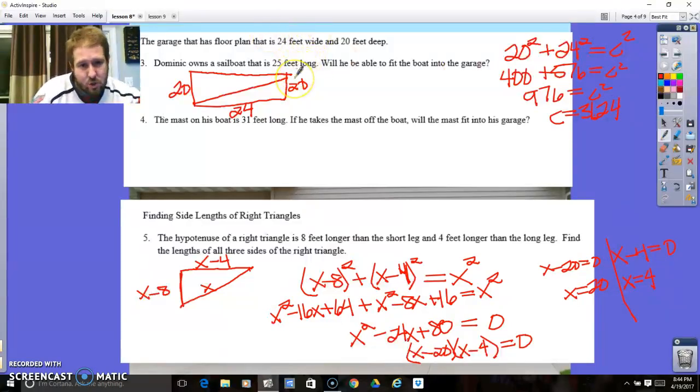Now, will that fit the sailboat? Yes, it sure will. The mast of his boat is 31 feet long. Is that going to fit? It looks like it's going to fit diagonally because it's 31 feet, and that's a little bit less than 31.24, so it's going to be a very tight squeeze.